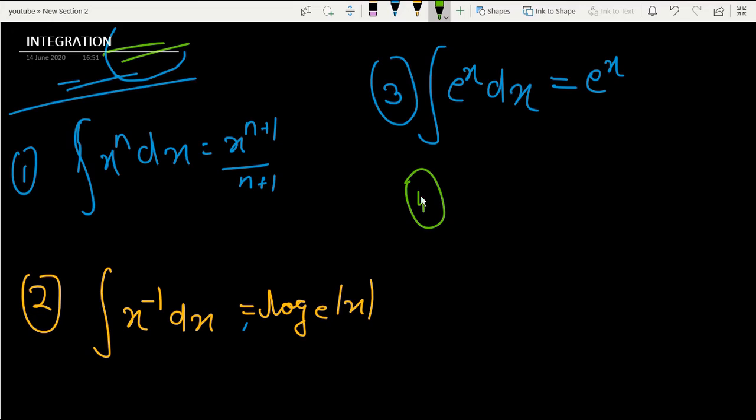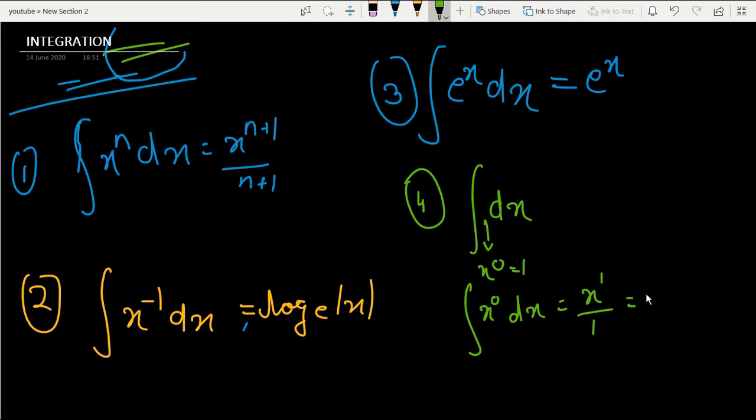Now let's see the fourth. If there is nothing written, like the question is the integration of dx, what will be the answer? There's a trick over here. You can write x raised to 0, because x raised to 0 is in turn 1 only. So you write x raised to 0 dx, and your answer will become x raised to 1 by 1, which is x. Simple. So integration of dx is x.